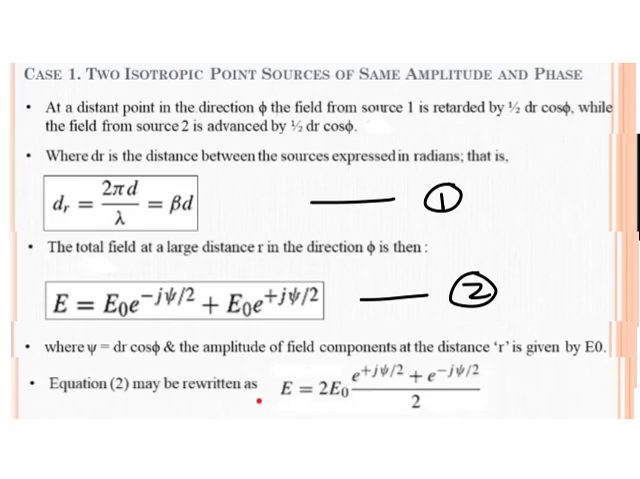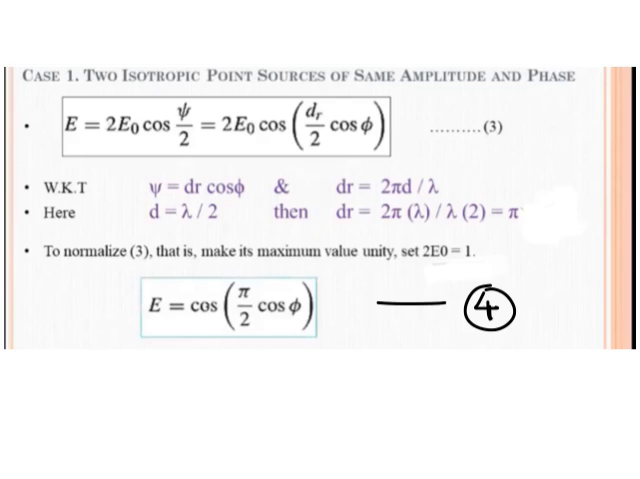So this equation 2 may be rewritten as E is equal to, we can divide as well as multiply by 2, so 2 E naught, with E naught common here, into exponential of plus j psi by 2 plus exponential of minus j psi by 2 divided by 2. We need to express this in terms of a mathematical equation, that is why we are doing this rearrangement. So finally the electric field E is equal to 2 E naught into, because exponential of plus j psi by 2 plus exponential of minus j psi by 2 divided by 2 is nothing but cos of psi by 2. So this is equivalent to 2 E naught into cos of, and the value of psi is dr cos phi. Let us substitute that.